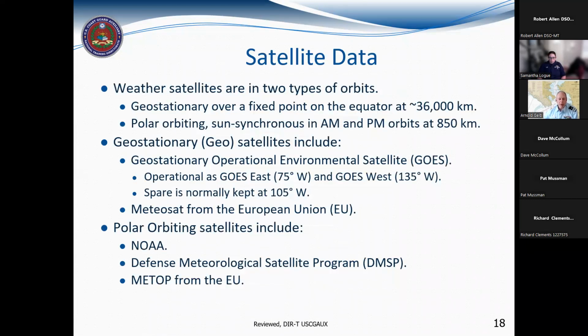Then we have the polar orbiting satellites that include NOAA and the Defense Meteorological Satellite Program. And again, Meteosat is from the EU, and METOP, which is a polar orbiting satellite, is also from the EU.